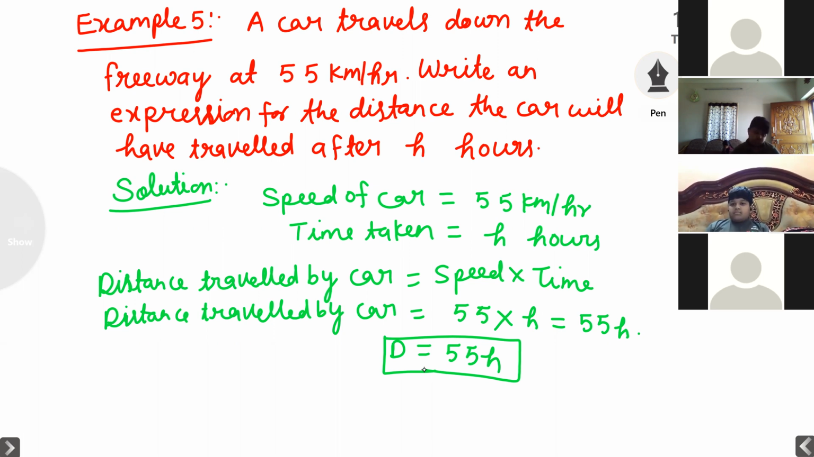I hope this question is clear to everyone. Speed of car is given, time taken h hours. Now distance traveled by the car equals speed into time. Speed is 55 km per hour and time he has given h hours. Then distance traveled by the car equals 55h. Now distance we denote by capital D. D is equal to 55h is our algebraic expression.